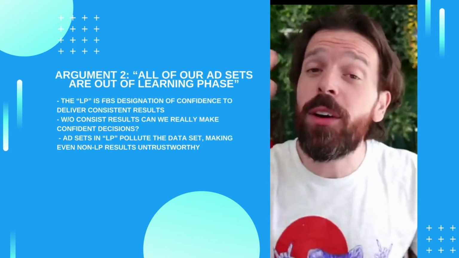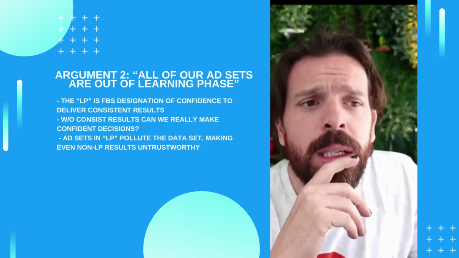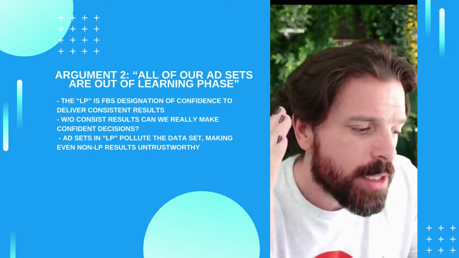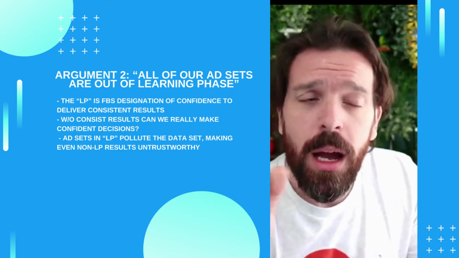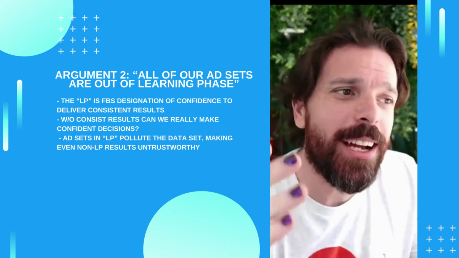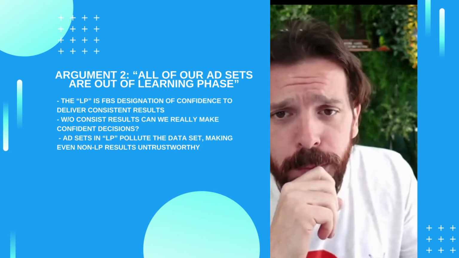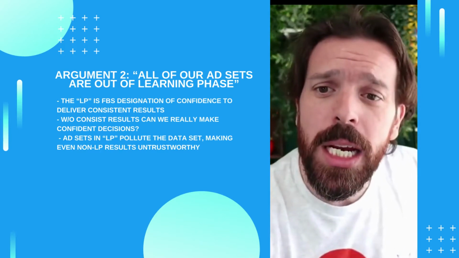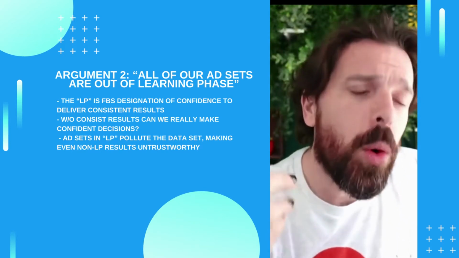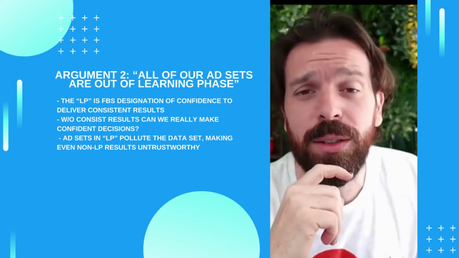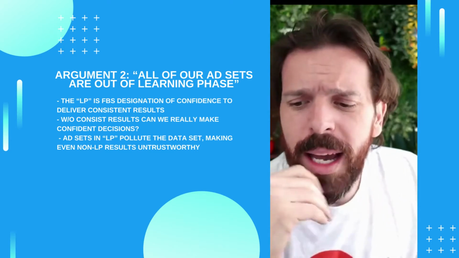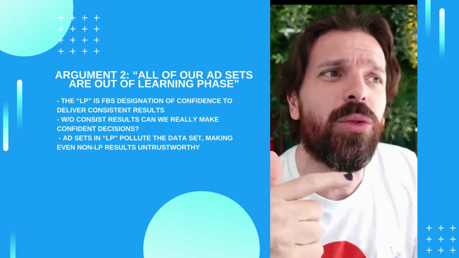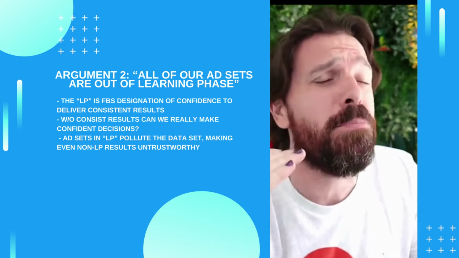Now, argument number two is that all of our ad sets are out of the learning phase. The learning phase is Facebook's way of saying they have confidence to deliver consistent results. There is statistical significance for the projectability of the data that we have as a sign for future outcomes. Without consistent results, can we really ever make confident decisions? If we don't have consistent results and the machine doesn't have statistical significance to deliver projectable outcomes, do we have any real sense of what the future is going to bring? And if we don't, do we really want to try to predict that with our money and base the future of our business on that?